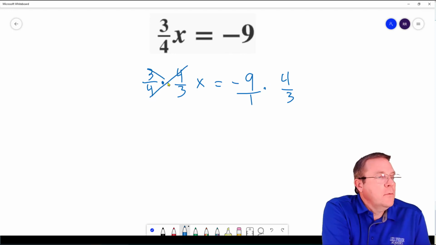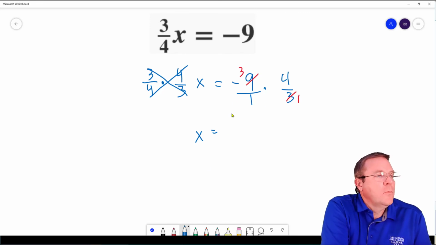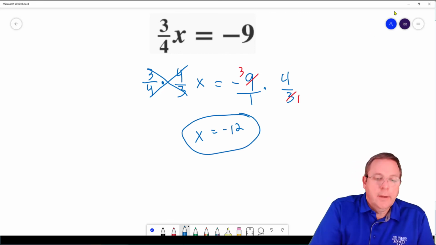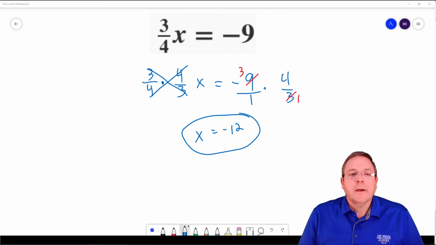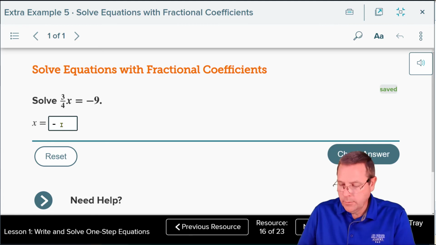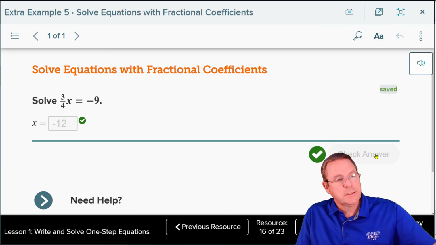These divide out, becoming 1. 1 times x is x. And on this side, 3 goes into 3 once, 3 goes into 9 3 times. You multiply that out, 3 times 4 is going to be 12, 1 times 1 is 1, 12 over 1, that's 12, and a negative times a positive is going to end up being a negative for our final answer. Jump back over to the textbook again, put in our negative 12, whoops, missed a number there, missed a number again. Now we got the right one, and it checks.